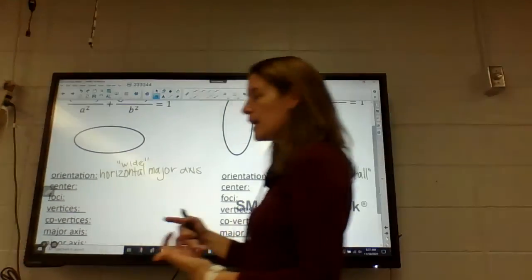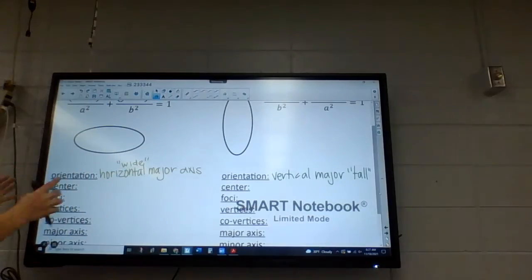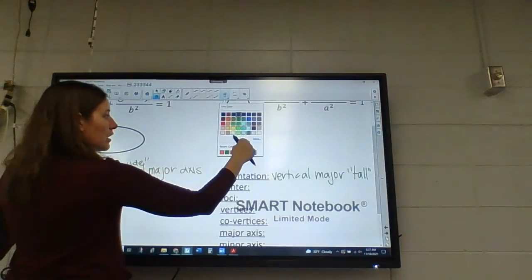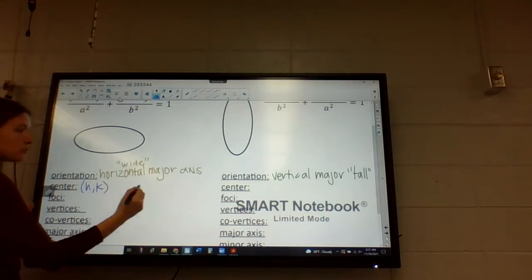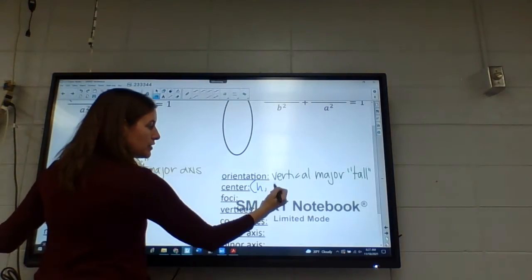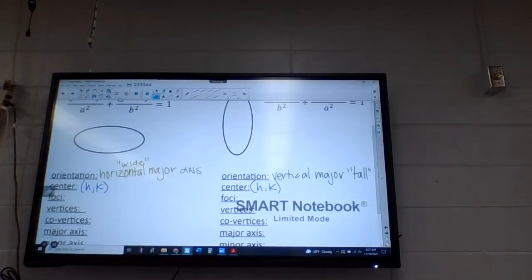So the center is H and K. It's the same as a circle, so that doesn't change at all on either of these. But do notice that there's minus signs by H and K, so don't forget they're the opposite signs of what you expect.